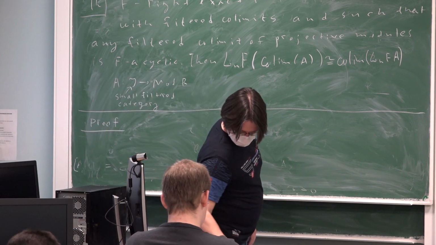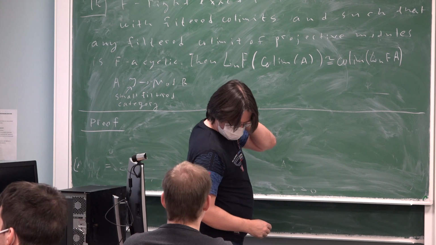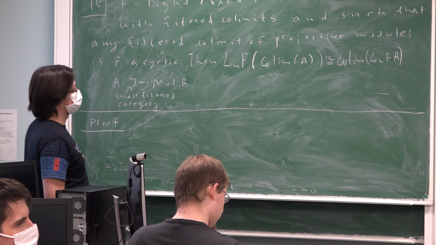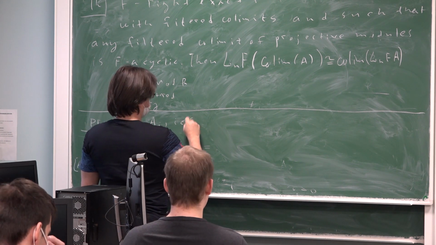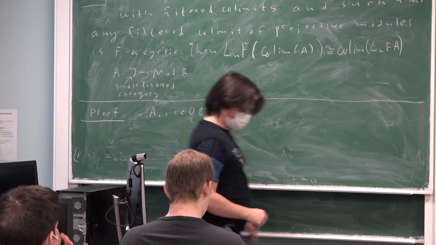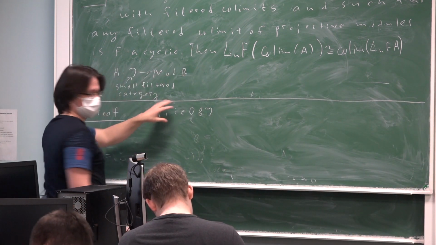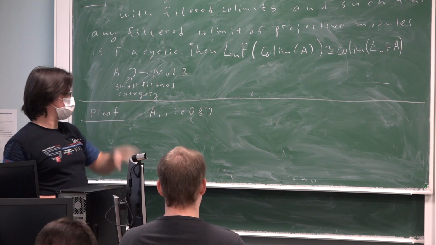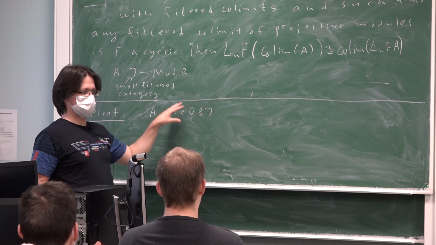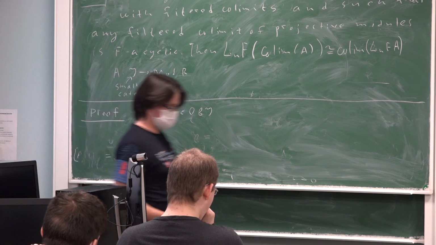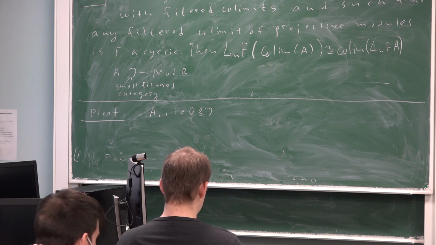Proof. So we have some AI, for I objects of J. Our plan is to choose projective resolutions of AI for all I and lift the maps phi, the morphisms of J, to these resolutions in such a way that we will have a functor from J to complexes.